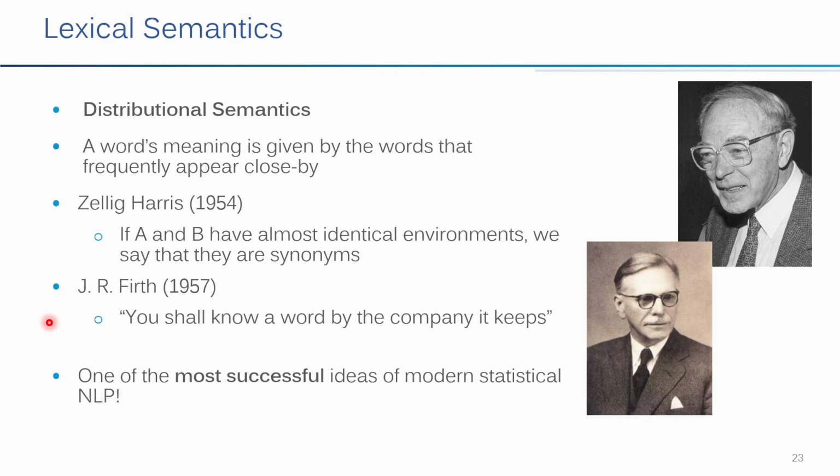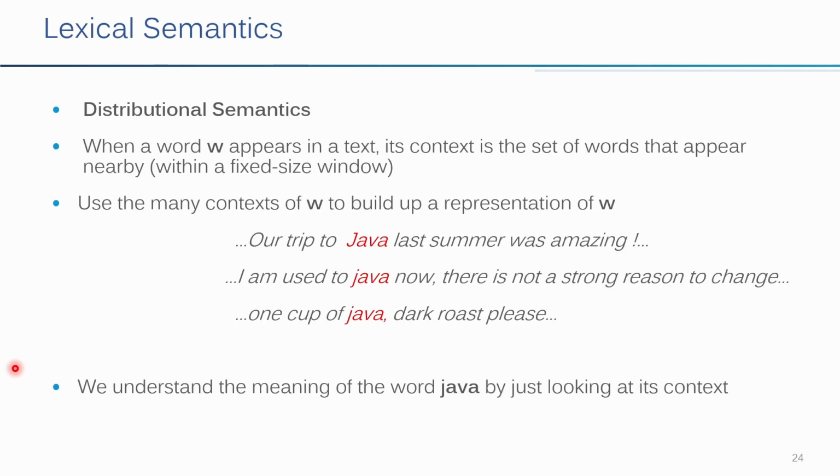Although it's completely true, it does happen not only with words, I would say. You can even extend this to social situations. This concept is an updated version of one from '54, in which Professor Harris said, if A and B have almost identical environments, we say that they are synonyms. And this is for sure happening in NLP, and this is explored a lot nowadays. As I was saying before, this is one of the most successful ideas in modern NLP, and we can use a simple example to show that.